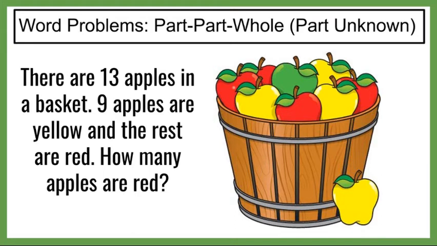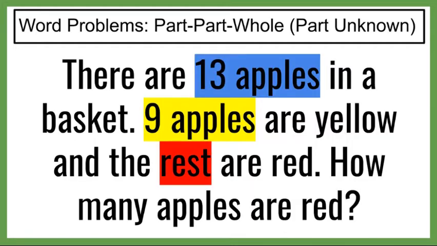In this word problem, we know that there are 13 apples. We also know that 9 out of the 13 apples are yellow and the rest are red. So looking at the information we have, we know that the 13 apples is the whole, the 9 apples that are yellow is one of the parts, and the rest of the apples that are red is the part unknown.